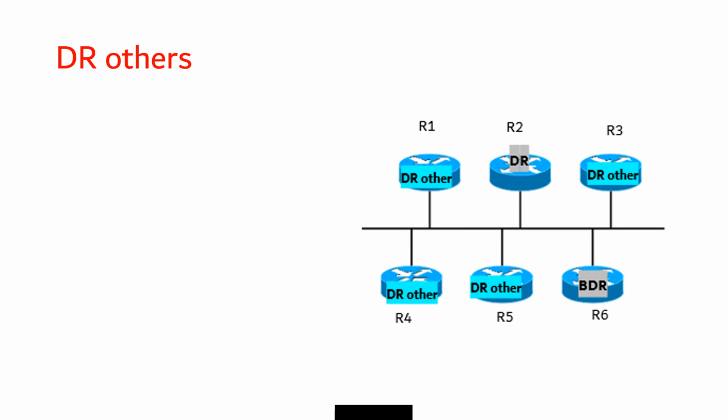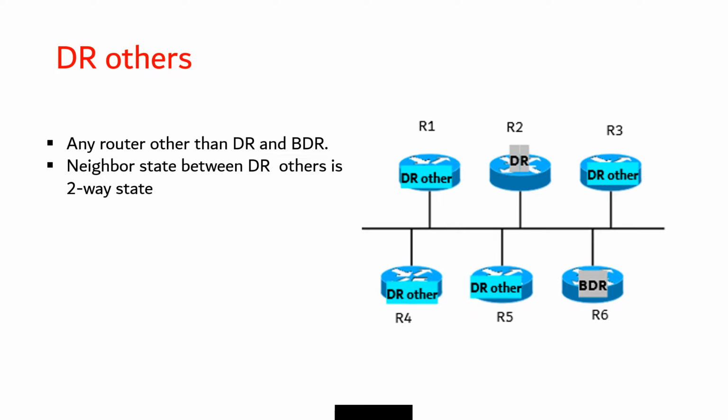Any routers that are not DR or BDR will be considered as DR others. DR others will never reach a full state because they do not exchange LSDBs directly with each other and will always be in the two-way state.